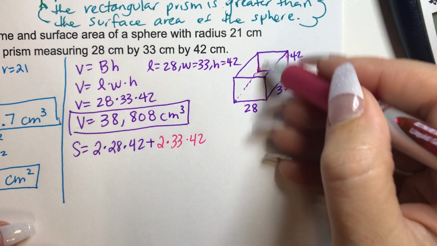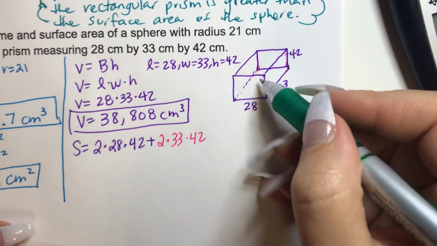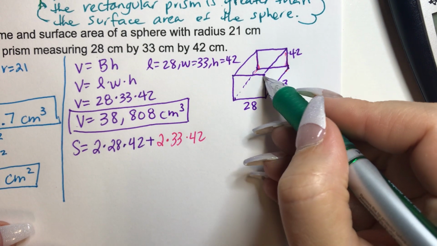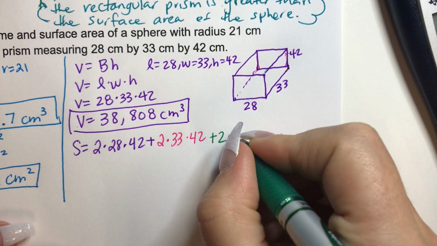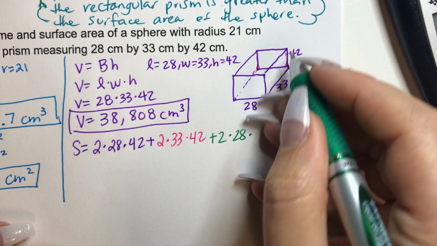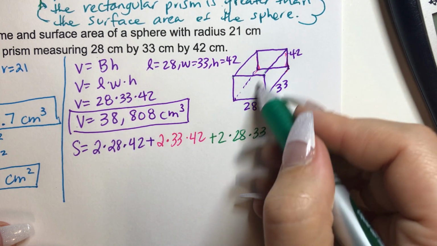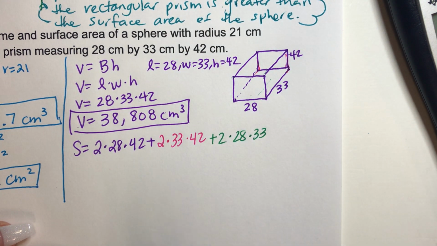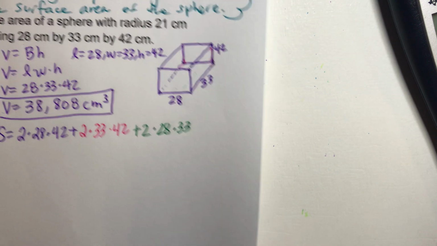And then finally the top and the bottom. The top here would be, the dimensions would be 28 by 33. So plus 2 times 28 times 33. And there's the top and there's the bottom, so there's 2 of them, so that's why we multiply it by 2. Okay, let's calculate all this and figure out what we end up with.